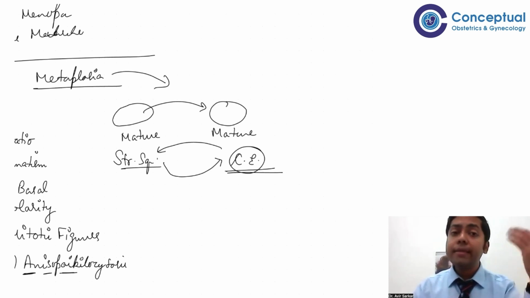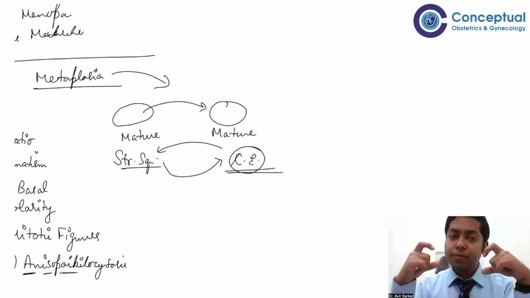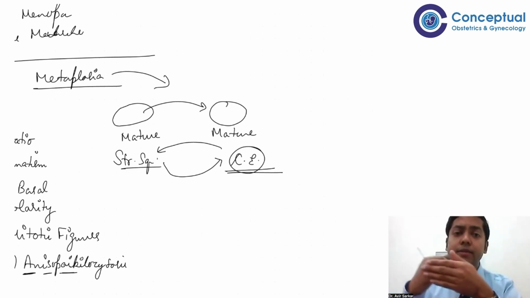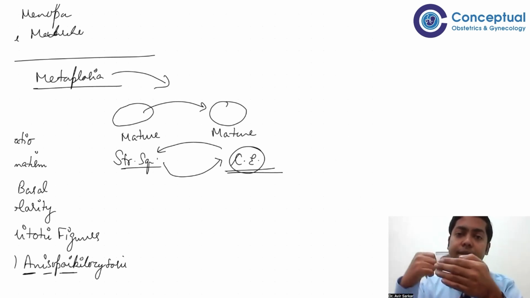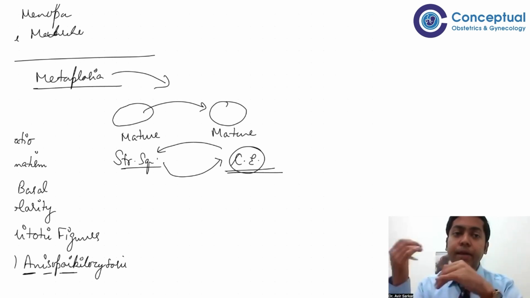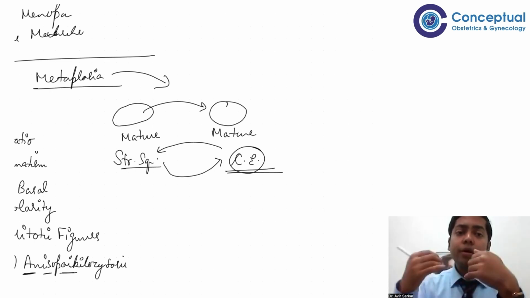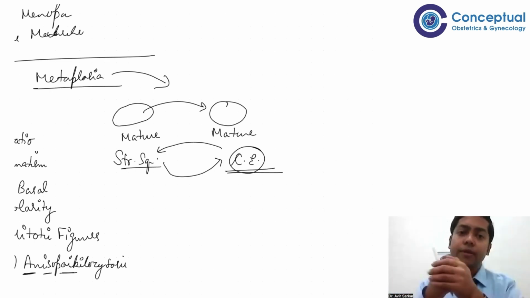Like when the transformation zone or the squamous-columnar junction is shifting inside and outside, the cells of the transformation zone will get converted. Few of the columnar cells will get converted to stratified squamous cells, and few of the stratified squamous cells will get converted into columnar cells, depending upon the wear and tear of the cervix and the level of estrogen exposure of the cervix.